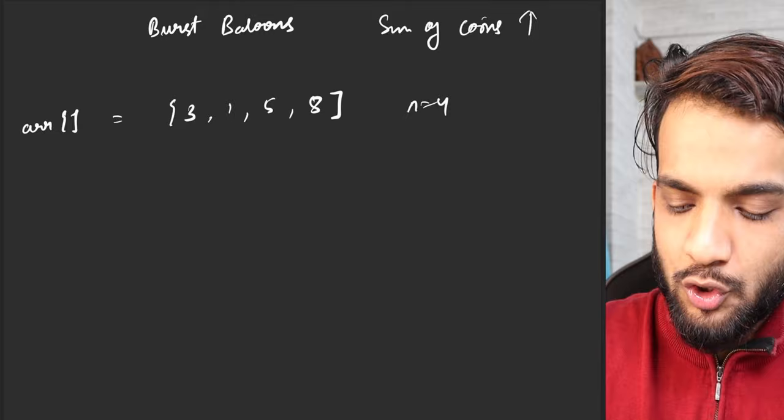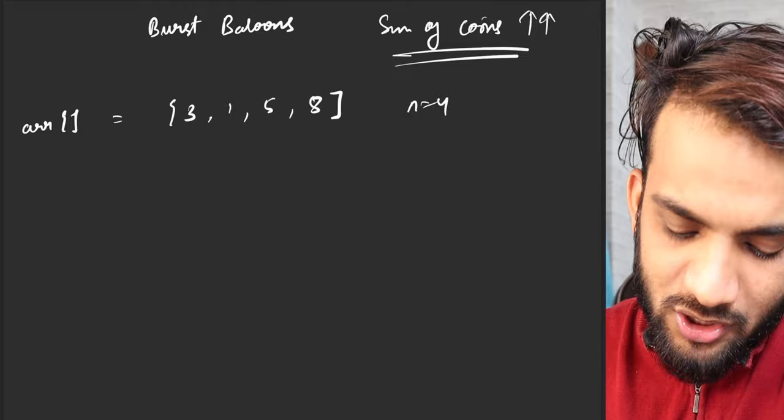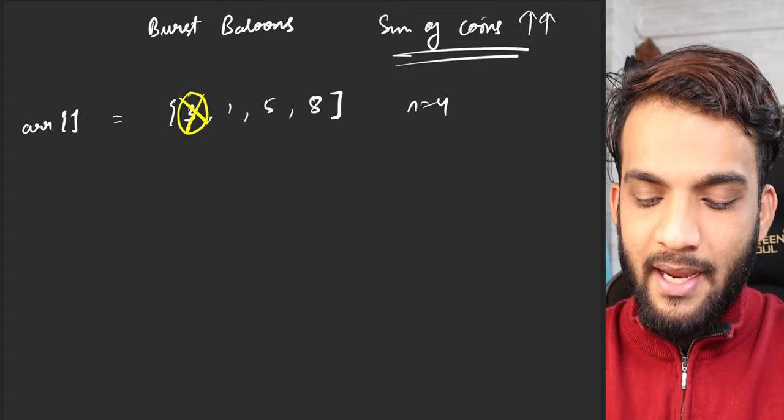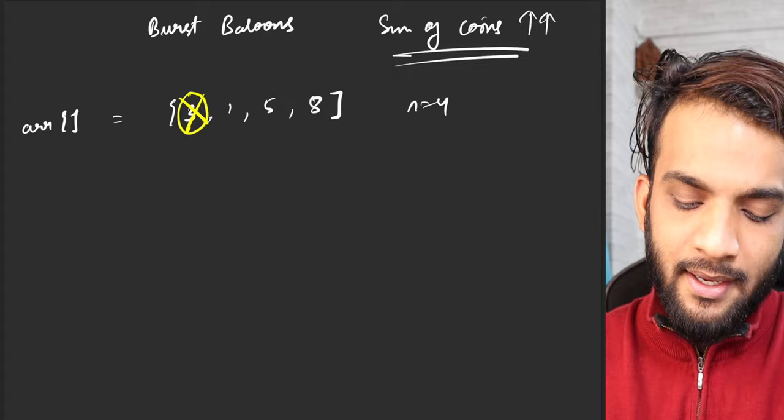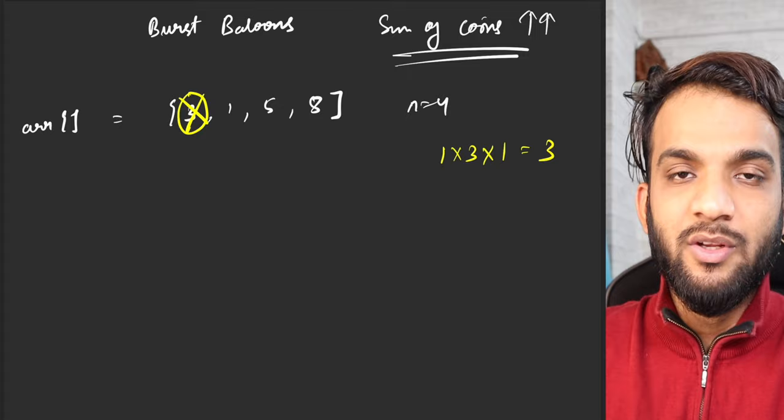For an example, if I decide that the first balloon that I'll burst is 3, then what will be the number of coins that it will be adding? The left of 3 is 1, the right of 3 is 1, and he himself is 3. So the number of coins added will be 3. Okay. After bursting this, you are left with 1, 5, and 8.